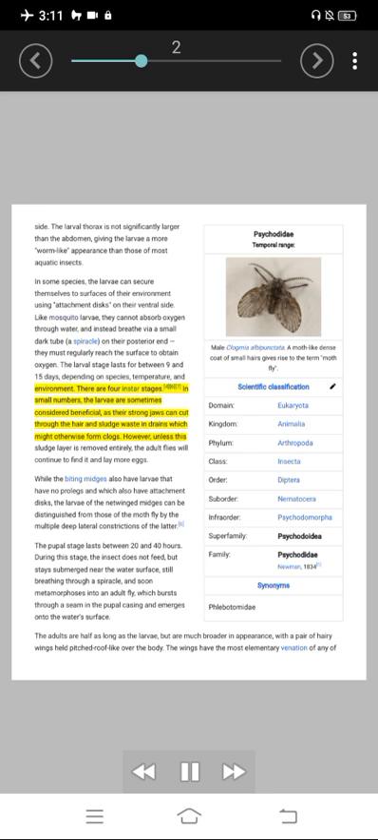The larvae are sometimes considered beneficial, as their strong jaws can cut through the hair and sludge waste in drains which might otherwise form clogs. However, unless this sludge layer is removed entirely, the adult flies will continue to find it and lay more eggs.